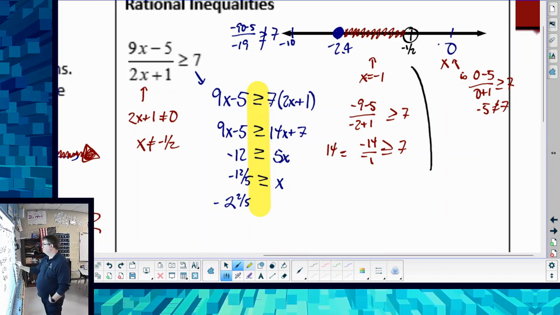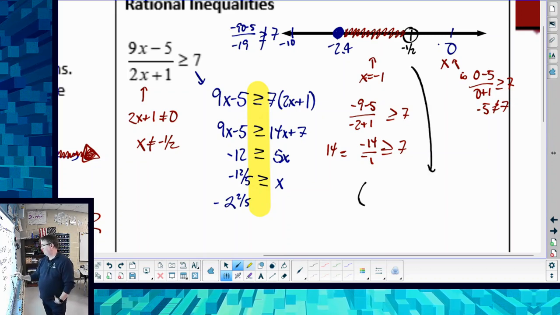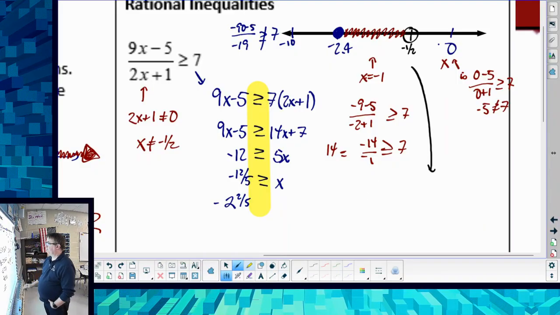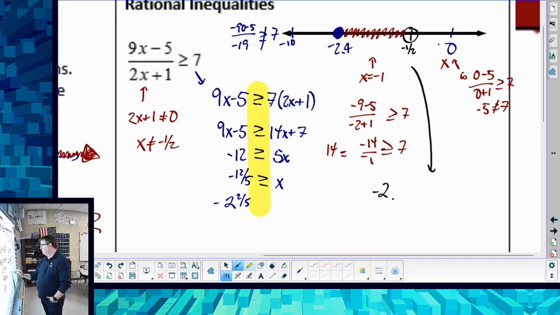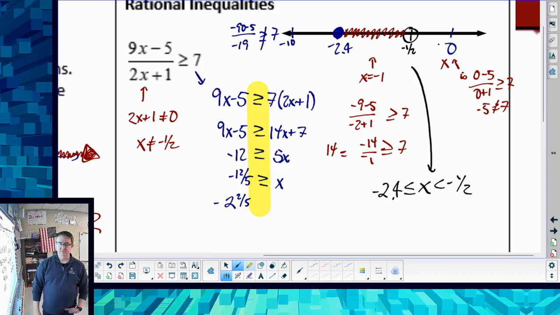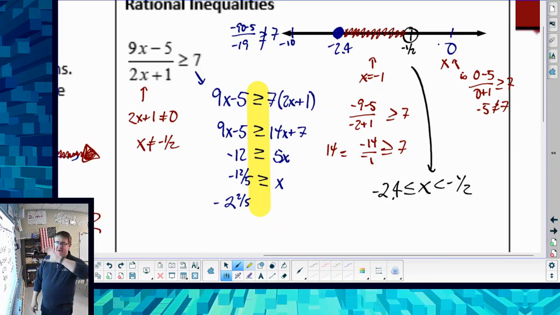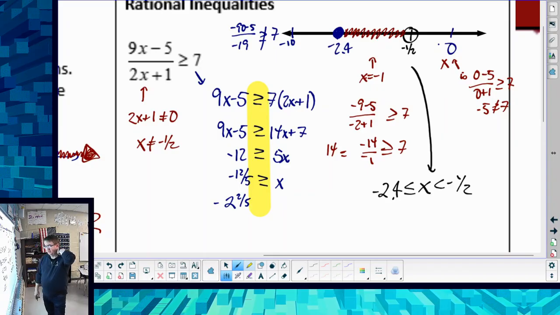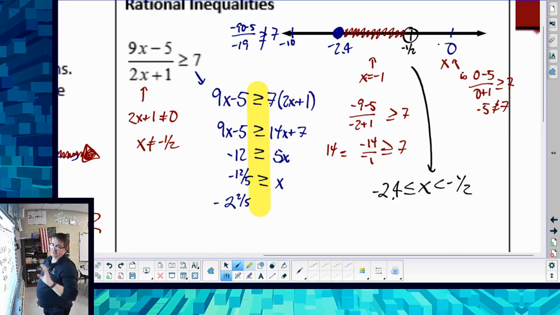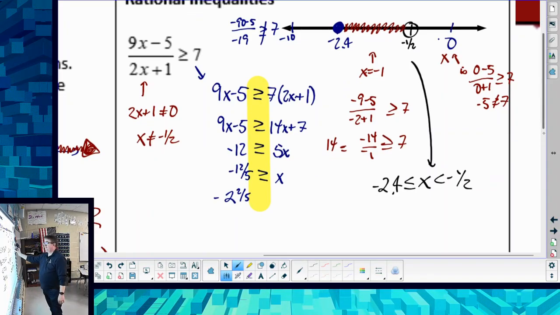So your other solutions then are going to be, I'm going to write from negative 2.4 less than or equal to x, which is less than negative 1/2. And again, if you need help with any of these, the other thing to do in addition to watching the inequality lesson is you could always go back and look for solving rationals, solving absolute value, solving quadratics. All of those are good.